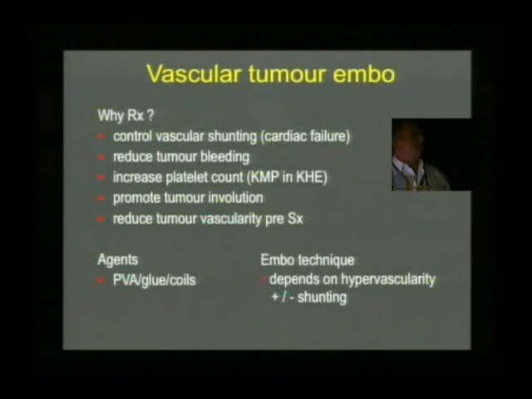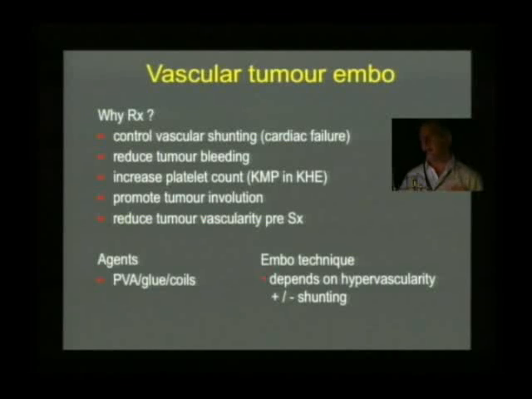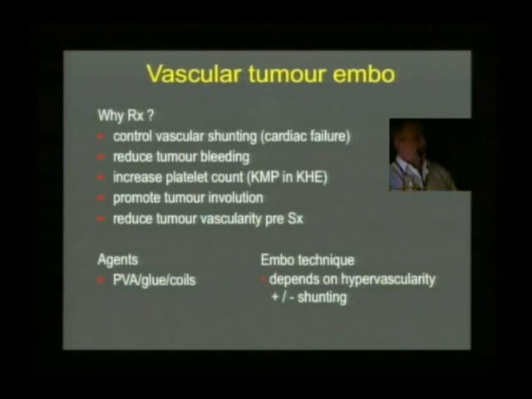You may want to promote tumour involution and reduce tumour vascularity if the surgeon wants to resect these. We commonly use PVA if the vascular morphology is suitable. If it's adverse and the shunting is so significant, then without question we use glue, and I really use glue lots now, more than PVA. Sometimes we use coils. I haven't taken myself to use any other occlusion agents like Amplatzers in these situations.